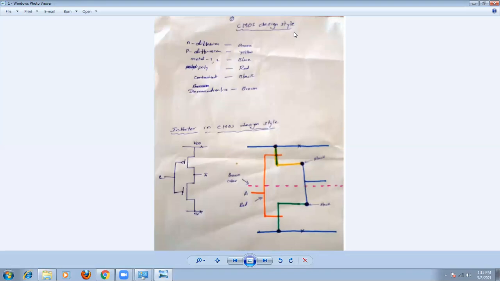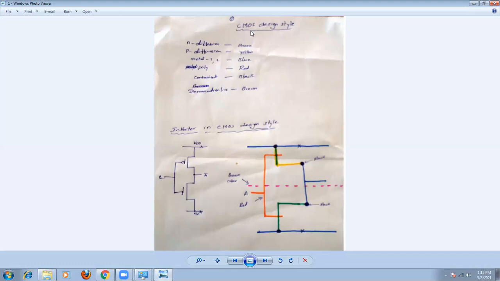Another very important thing you have to remember: because of the CMOS design style, you have well connections, P well or N well. You can fabricate the transistor either in the P well concept or the N well concept. Otherwise, you can use silicon on insulator, and also the twin tub process. By using those technologies, we are going to fabricate the CMOS transistors.